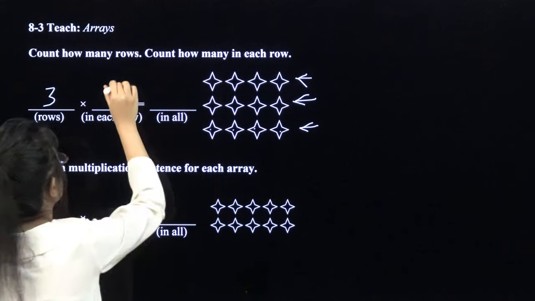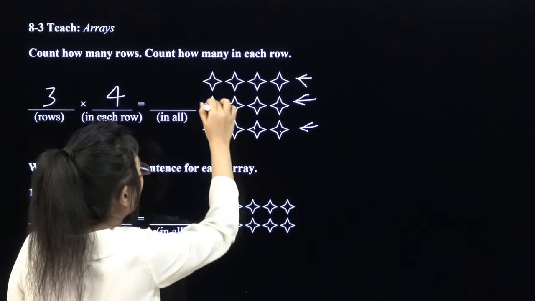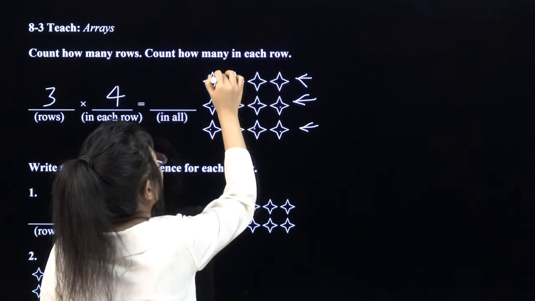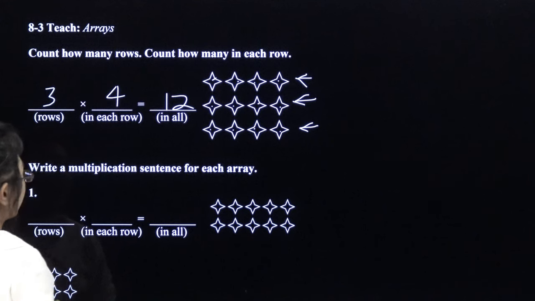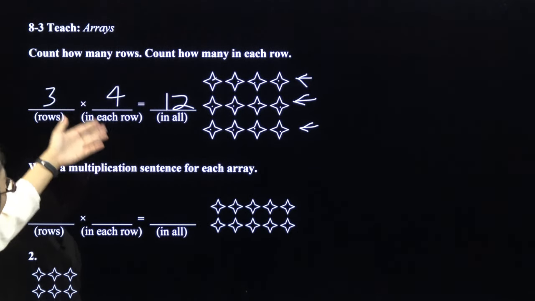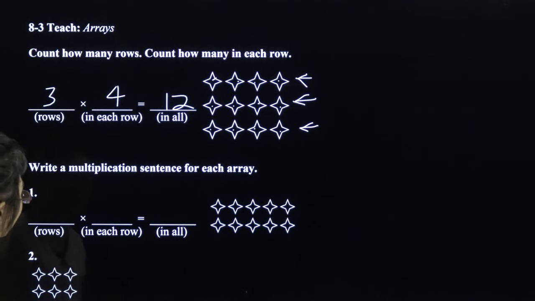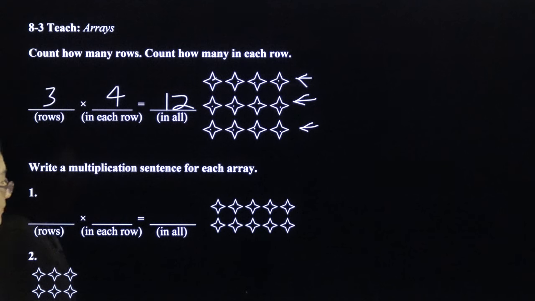How many stars? 1, 2, 3, 4. 4 stars in each row. How many are there in all? Okay, so 1, 2, 3, 4, 5, 6, 7, 8, 9, 10, 11, 12. 12. And from that, we get 3 times 4 equals 12. Now we're going to write a multiplication sentence for each array.